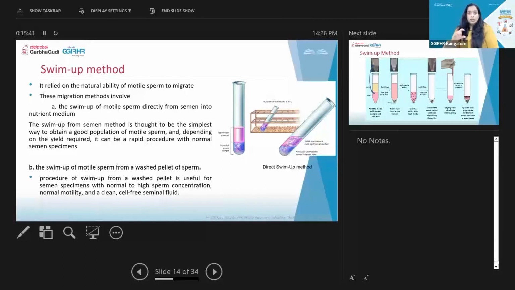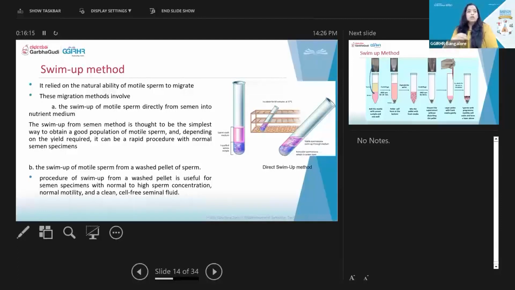And you layer it with an equal volume of sperm wash media, without disturbing the semen sample. You can keep it at a 45-degree angle, and leave it for 60 minutes at 37 degrees Celsius. After that, you can see only the motile viable ones swimming up from the semen sample into the upper layer, as in the image shown. Here there is no process of centrifugation. That is the direct swim-up method from the raw sample.